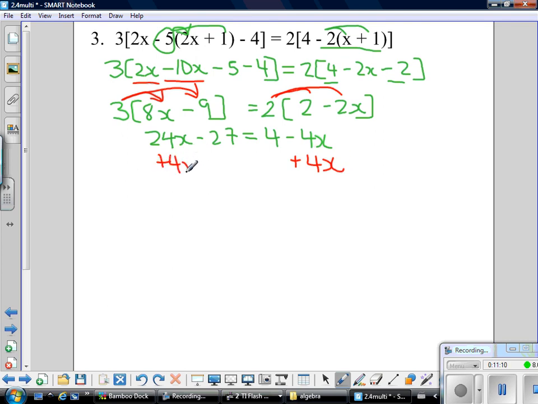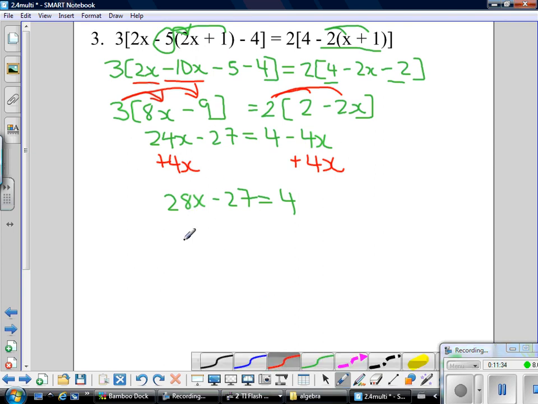And when I do that, I end up with 28x's on the left side. I still have a negative 27. And on the right side, I'm left with a 4, and the negative 4x plus 4x is gone. So now I have all my variables to one side. Now I need to get all my numbers, my constants, to the other side. So I'm going to add 27 to both sides because that's the opposite of negative 27.